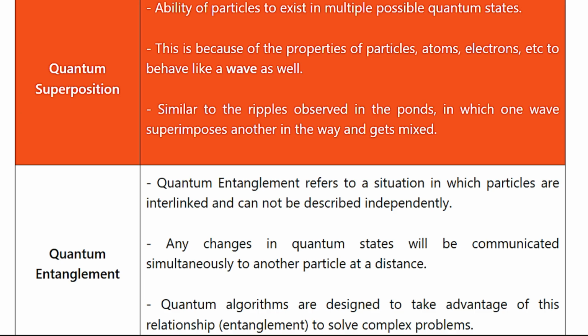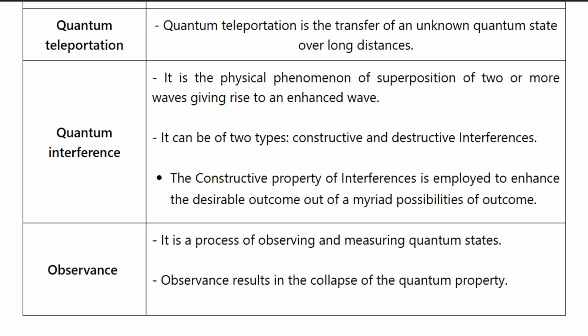Similar to the ripples observed in ponds, in which one wave superimposes another in the way and gets mixed. Quantum entanglement. Quantum entanglement refers to a situation in which particles are interlinked and cannot be described independently. Any changes in quantum states will be communicated simultaneously to another particle at a distance. Quantum algorithms are designed to take advantage of this relationship, entanglement, to solve complex problems. Quantum teleportation. Quantum teleportation is the transfer of an unknown quantum state over long distances.